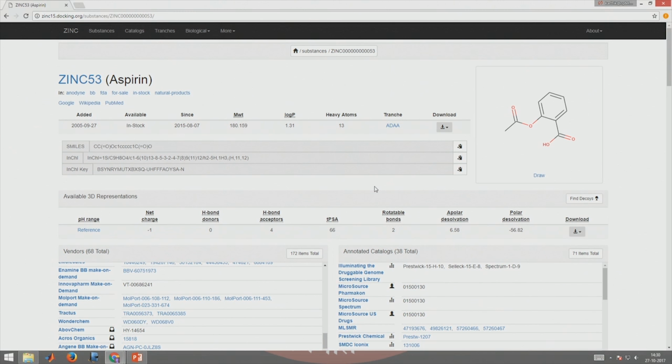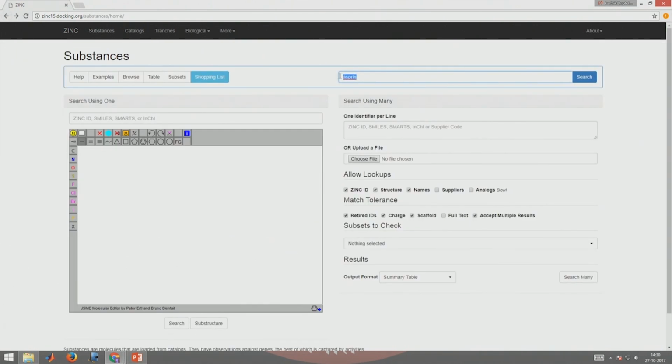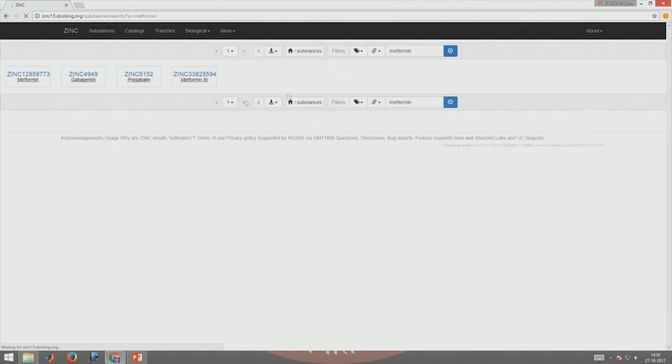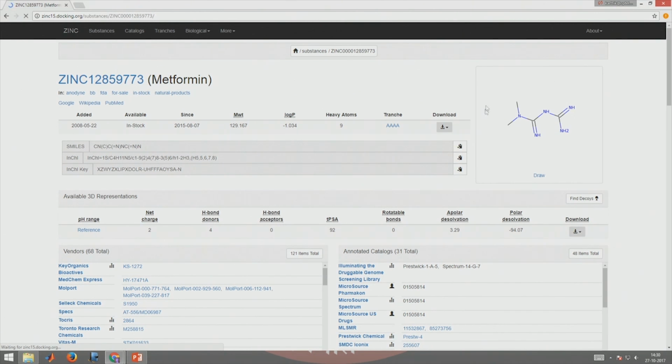We can write to them and also get this information. Okay, let us look at another structure, metformin for example. You have metformin here. So if you click on that, okay, this is metformin.